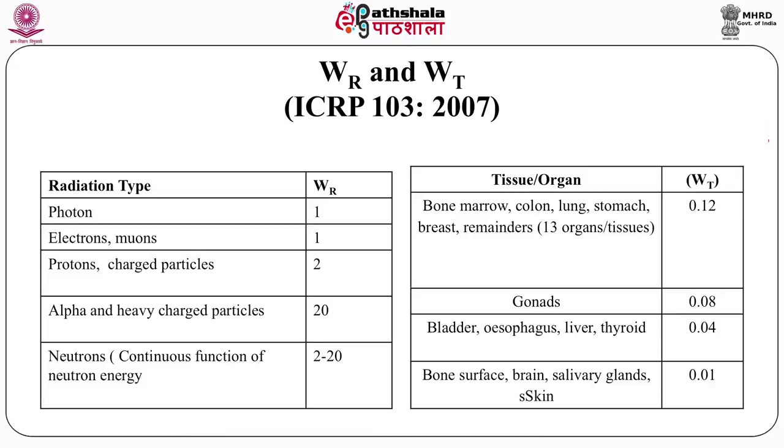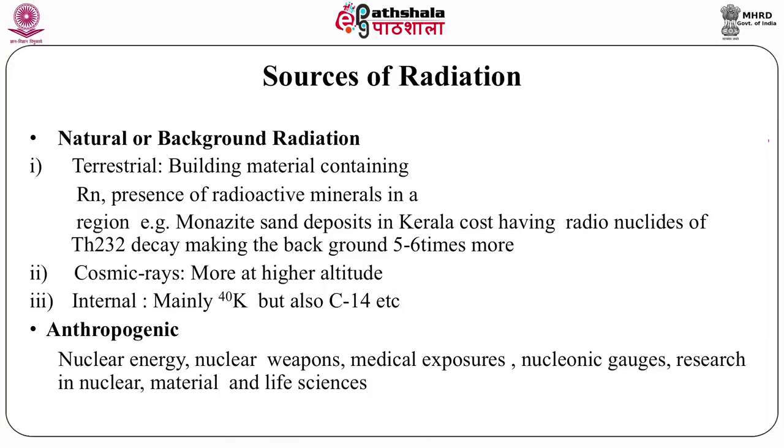Now, coming to sources of radiation, what are the sources to which mankind is exposed? One is called natural or background radiation. This can again be categorized as terrestrial radiation. Where does it come from?